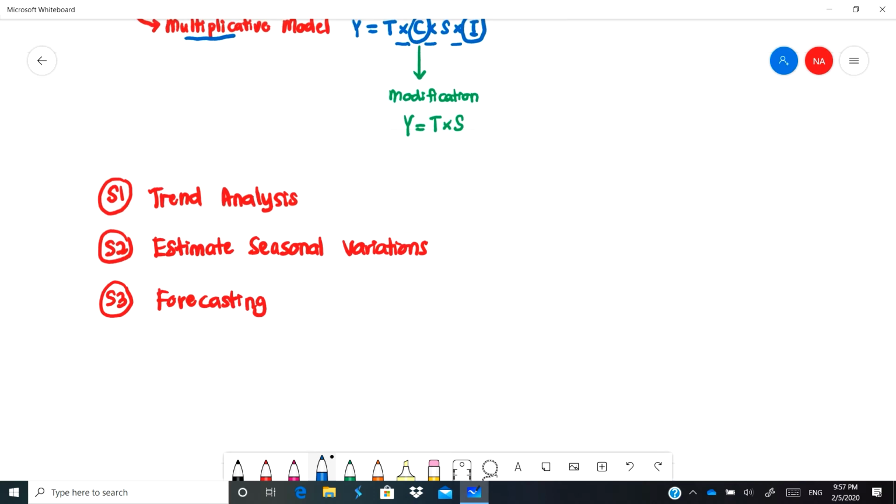The first one is the trend analysis. The next one is seasonal variations. This is the first one, this is the second one, and the last one will be forecasting. So this will be the last step that we're going to do. All right, to do this, let's look at an example.